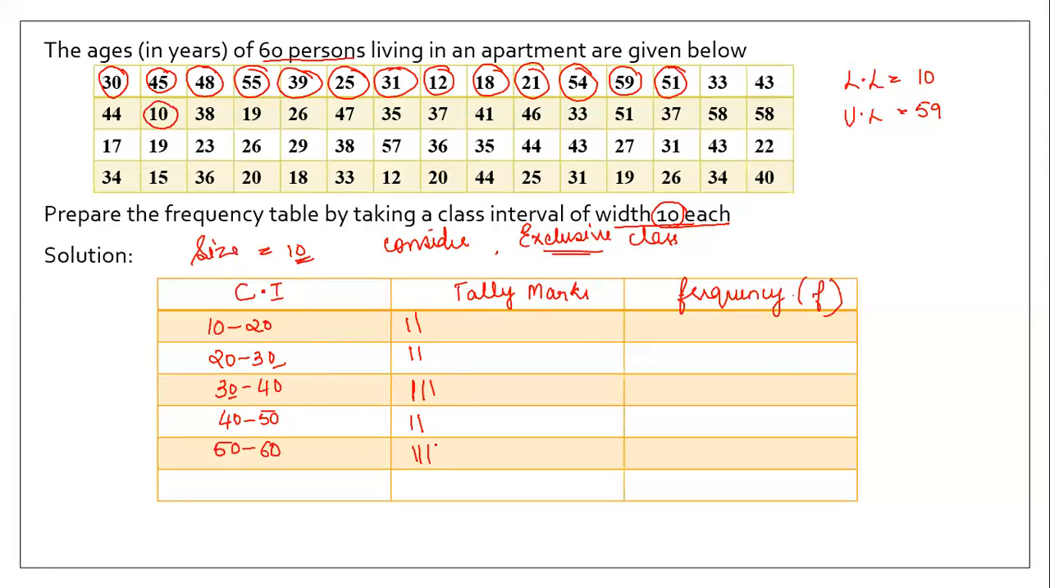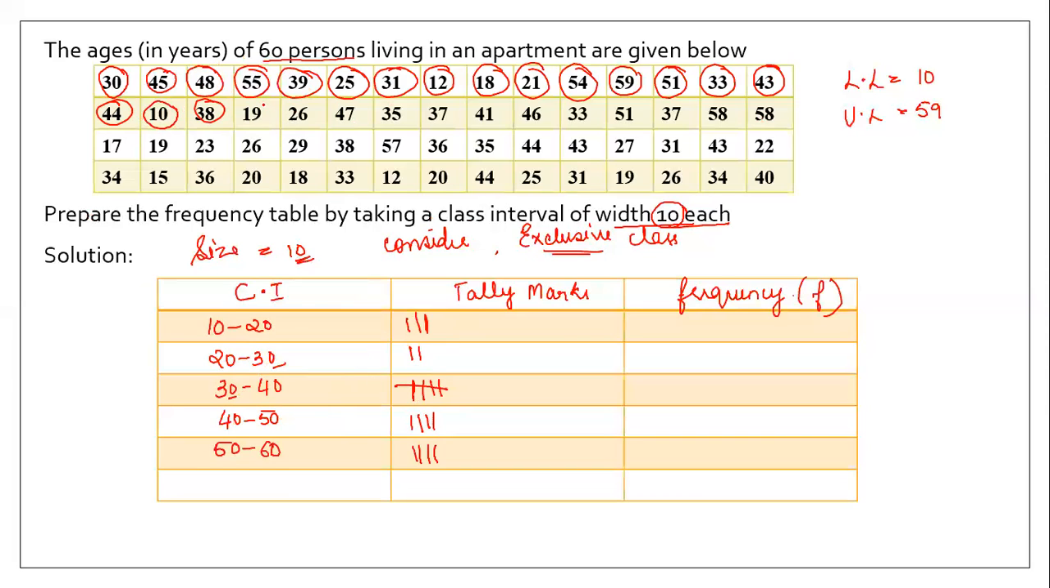51, okay, 51 is here. 33 we have. So 33. 43 we have. So 43. 40 we have, 44 we have. So 44, between 40 to 50. Okay, 10 we have. So it will be included here. 10. Okay, 38. Okay, 38 is here.